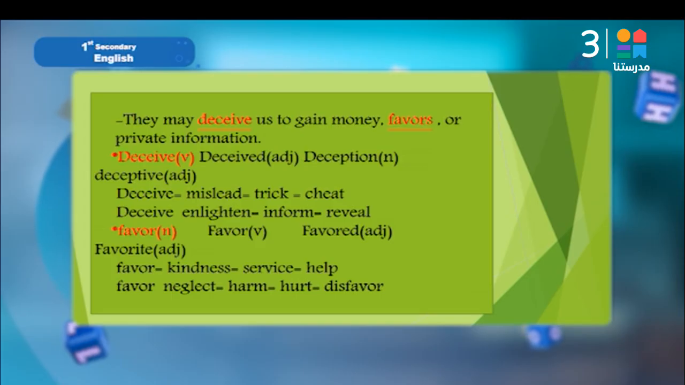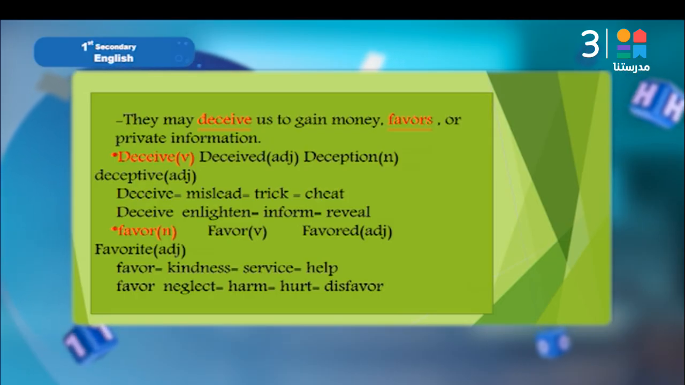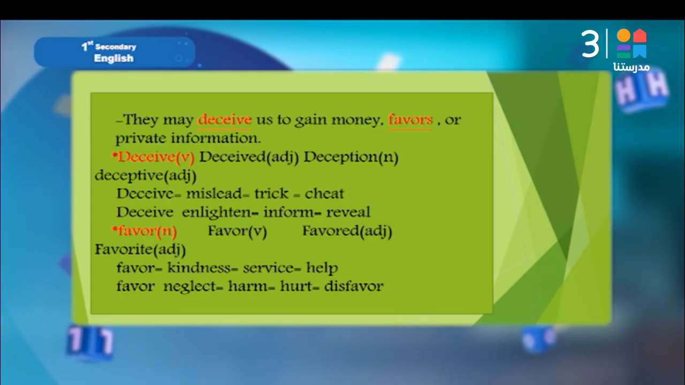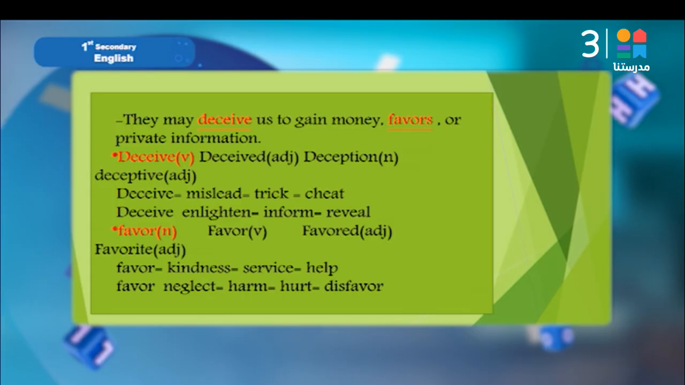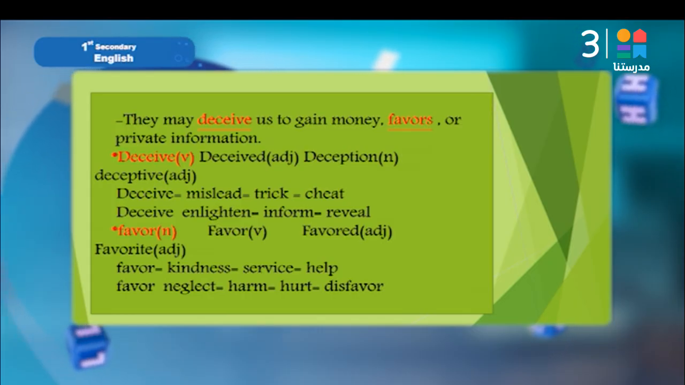Okay, let's go on. Let's take the synonyms of the word favor. Let's look at the synonyms. The same meaning as we said before. Kindness, service, help. Excellent. What about the antonym? I mean the opposite of the word favor. How could it be? Neglect, harm, hurt, disfavor. Very good.